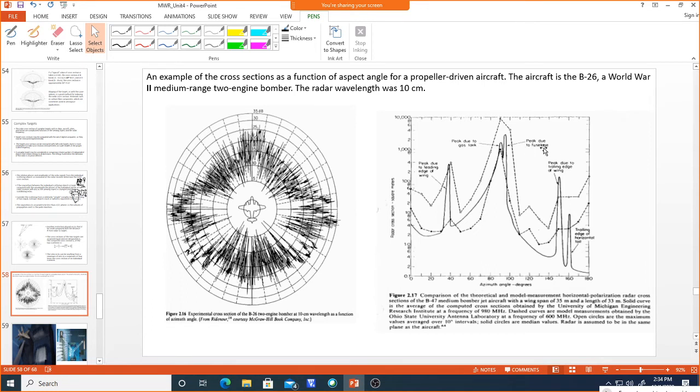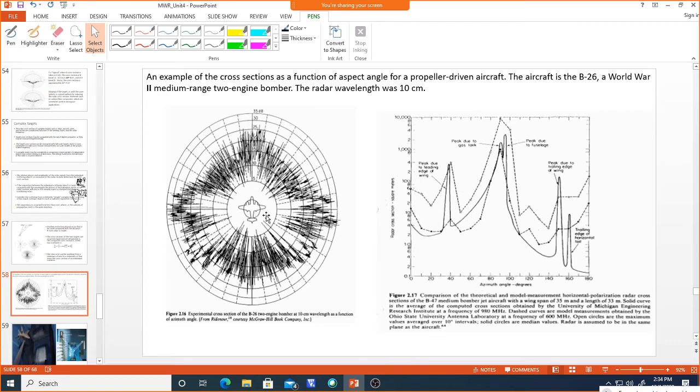And this is the peak due to the fuselage. We can see here how the RCS varies for different parts of the ship. If you incident at this position it will be different, and if you incident at the back side it will be different, like that. So this graph shows the RCS variation of this ship.